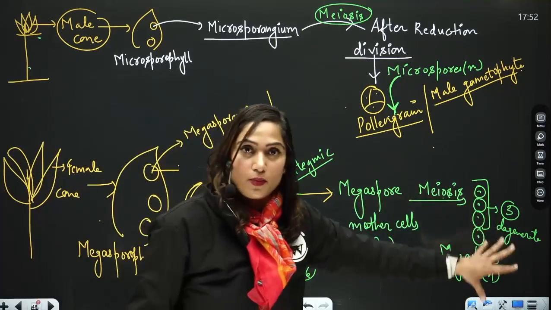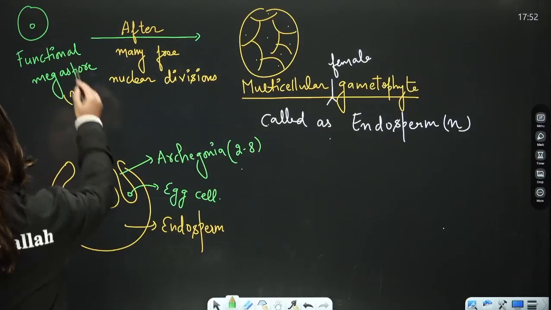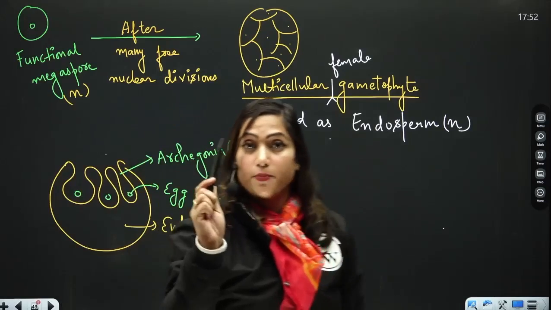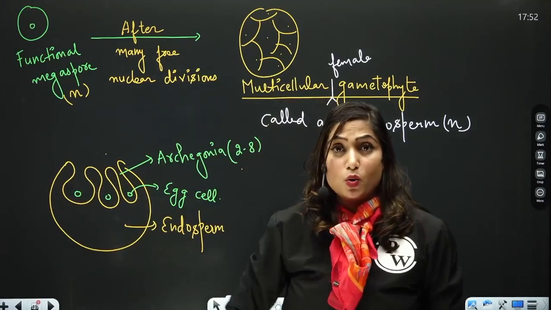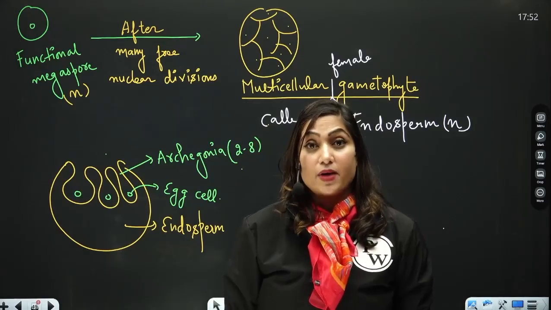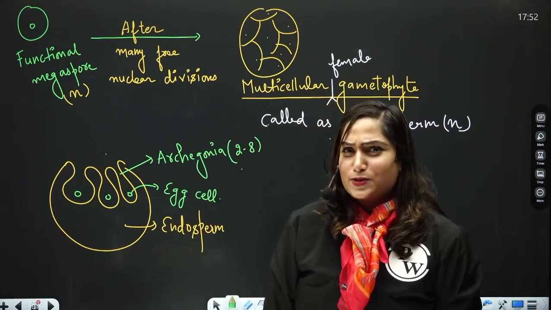Out of 4 megaspores, 3 have degenerated. Now, we are left with this single functional megaspore, which is haploid. We know that the microspore will form the male gametophyte, that is the pollen grain, and the megaspore will form the female gametophyte, that is the endosperm.